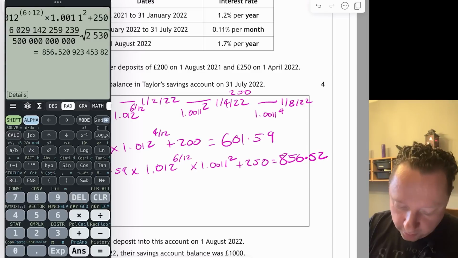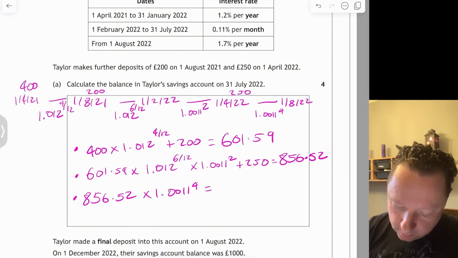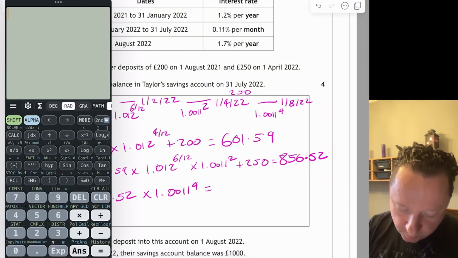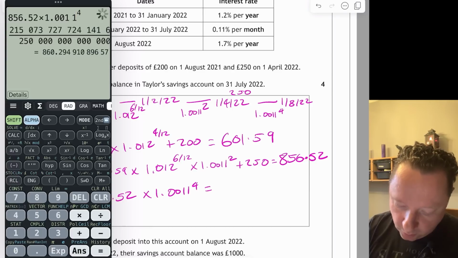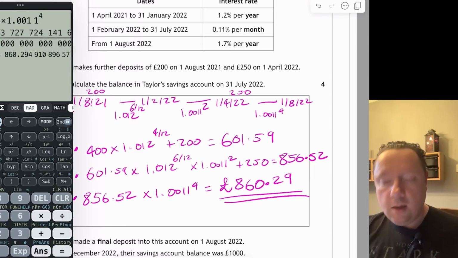Okay, our next bullet point then, we start with 856.52 and we're now going times 1.0011 to the 4. 856.52 times 1.0011 to the power of 4 is 860.29 to 2 decimal places because it's money. Okay, and we're done part A.